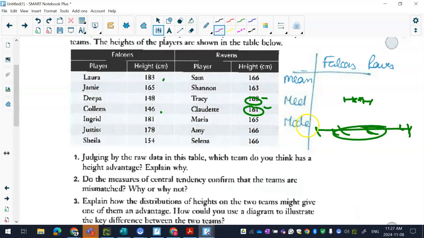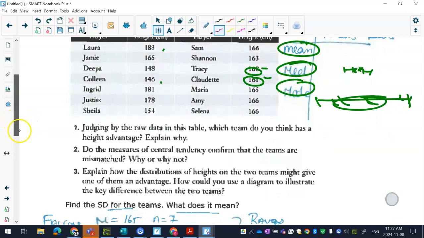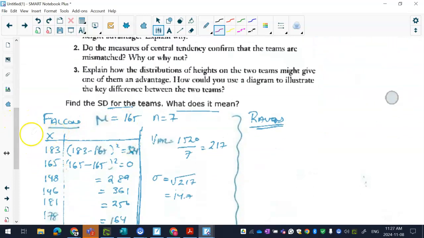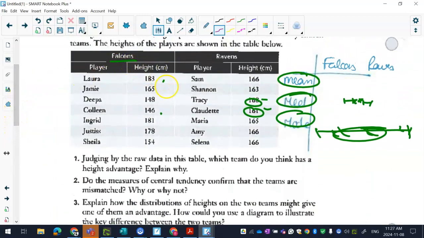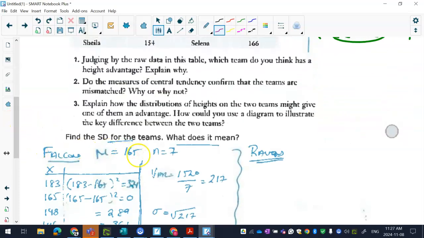But if I look at the mean, the median, the mode, I don't have a number that's going to tell me that these guys are spread out compared to these guys. Standard deviation does that, and we're going to show you how. So first you find the mean of the data. I'm going to find it for the Falcons. If you add all these up and divide by the number of elements, you get a mean of 165. There are 7 kids on the team, so that's your mu, or your mean, and that's your n, which is 7.